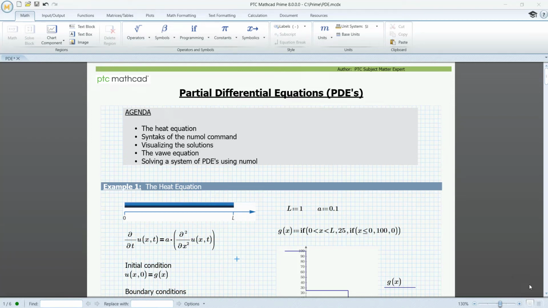Welcome to this video on how to solve PDEs in Mathcad Prime.